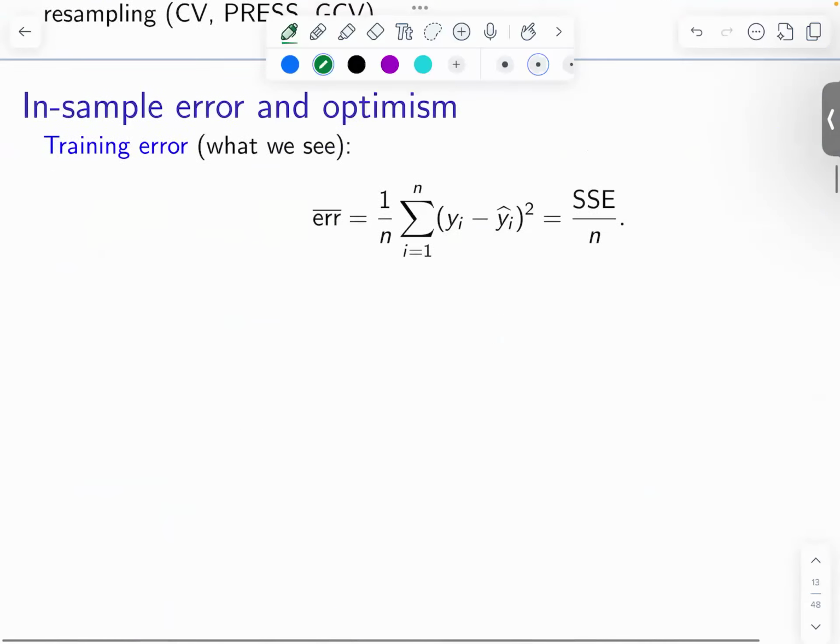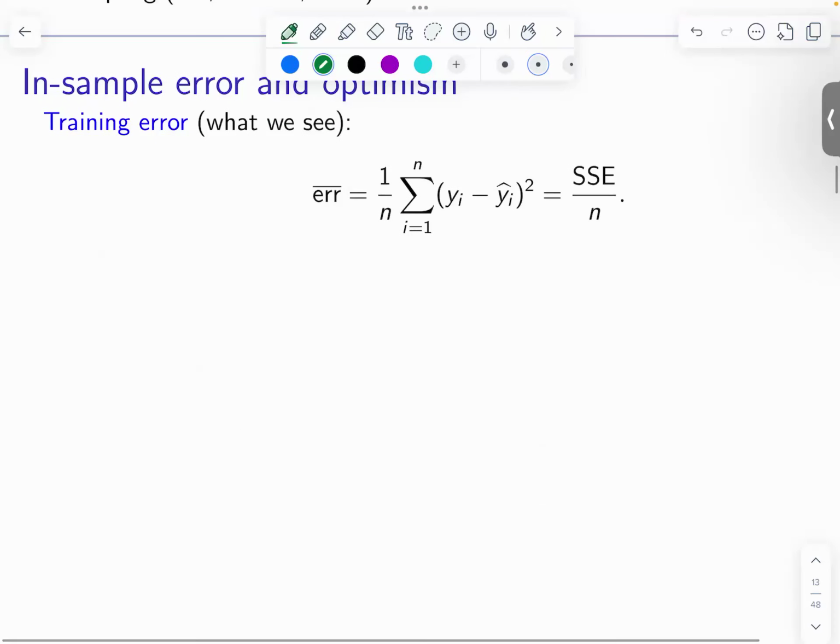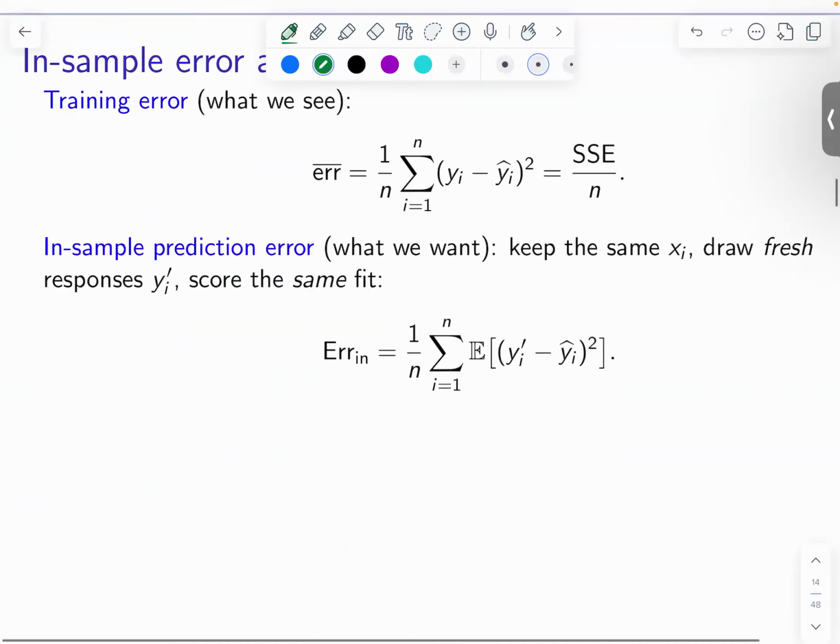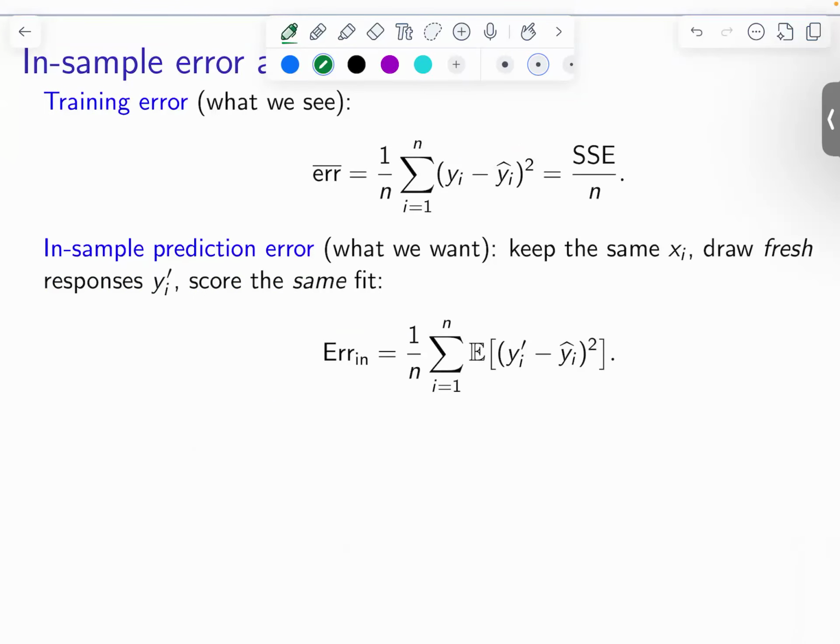There are other ways, and I'm going to go over them quickly. So let's do the optimism route. This is the training error, where I'm replacing mu hat_i with y hat_i, which is common. And then this is what some people propose to look at, which is very close to the prediction error, the in-sample prediction error.